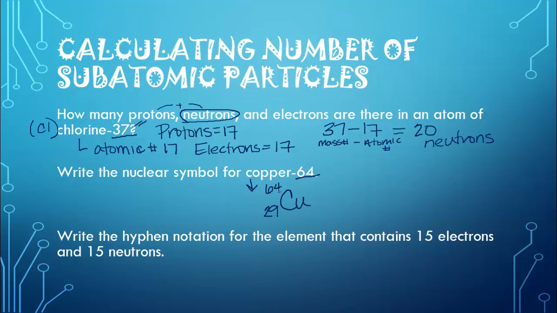It doesn't ask us to, but if we wanted to, basically it's a math problem. So 64 minus 29 would give us our number of neutrons.